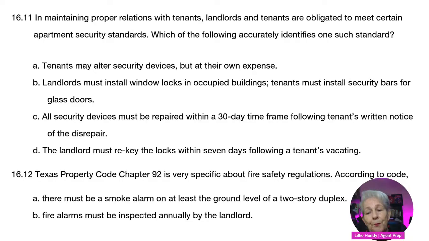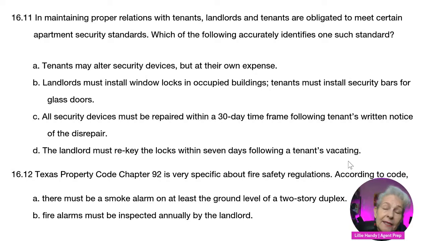So, in maintaining proper relations with tenants, landlords and tenants are obligated to meet apartment security standards. Which of the following accurately identifies one such standard? No, it's not B. Landlords must install window locks in occupied buildings. No, they don't have to have window locks. And tenants to install security bars? No, that's a major expense. The answer is D. The landlord must rekey the locks within 7 days following a tenant's vacating.